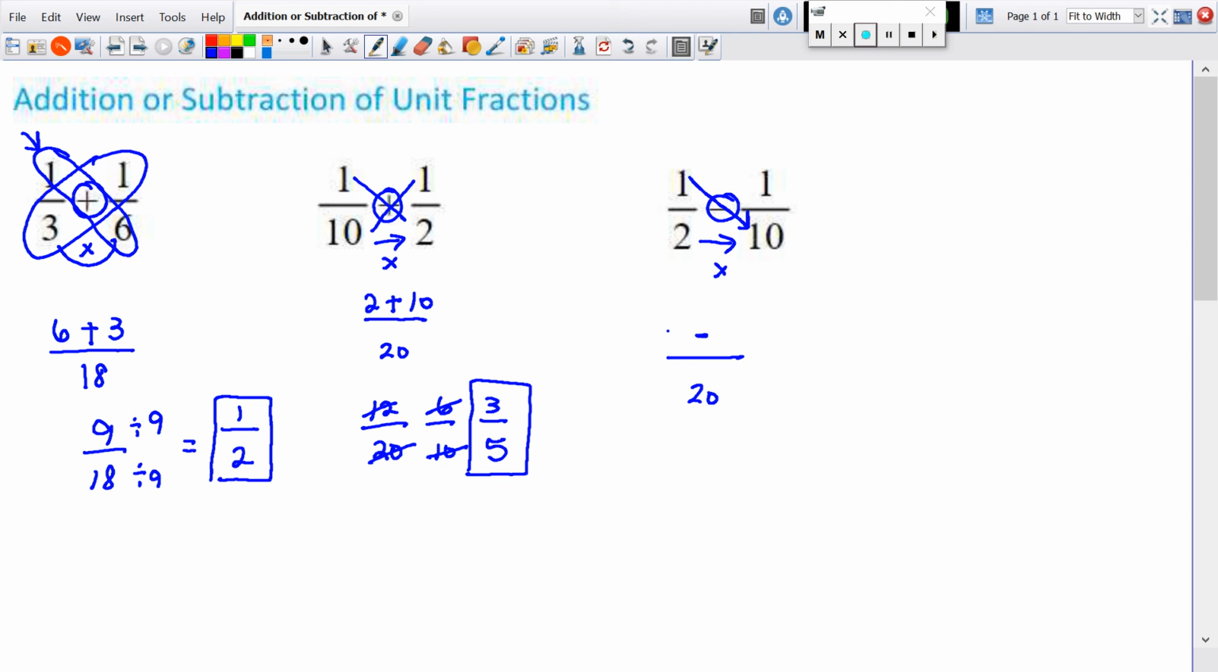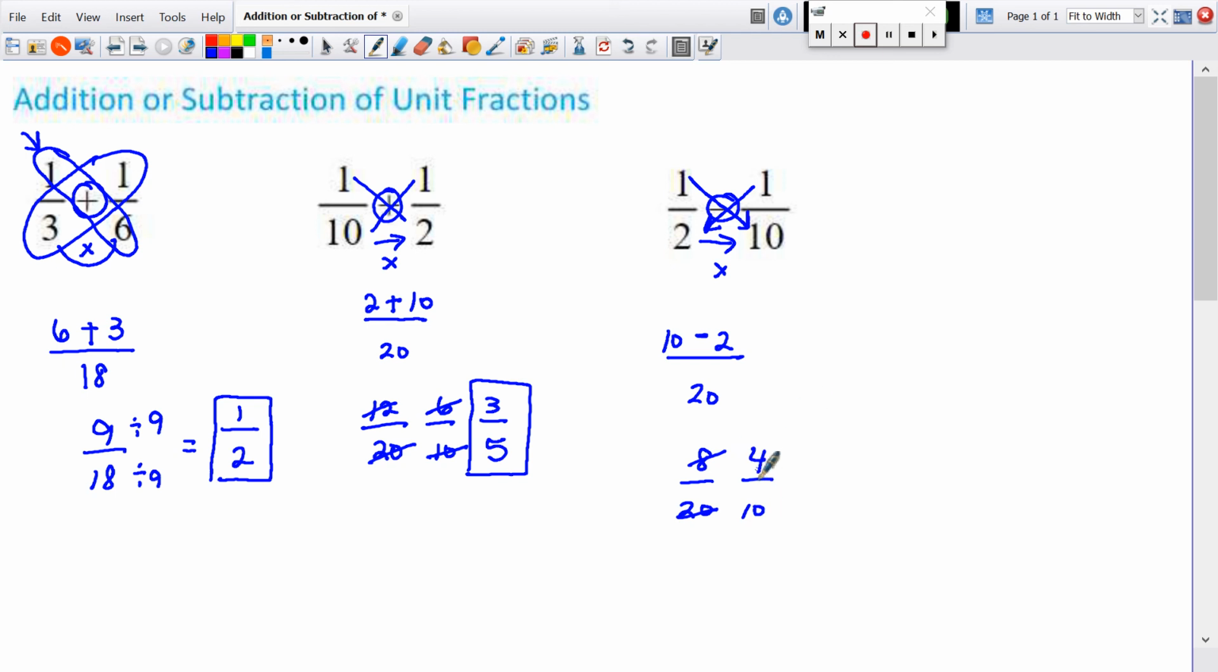1 times 10 is 10. Go the other direction. 1 times 2 is 2. 10 minus 2 is 8, so I have 8 over 20. Those are both even, so cut them in half. Half of 8 is 4. Half of 20 is 10.